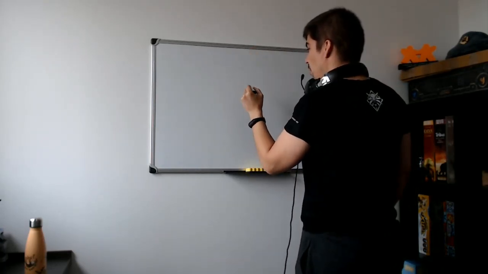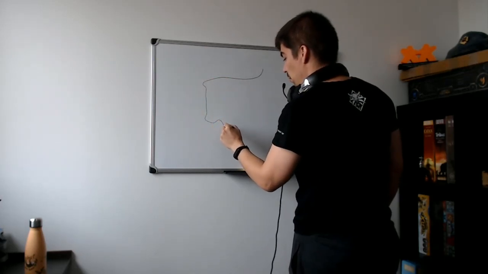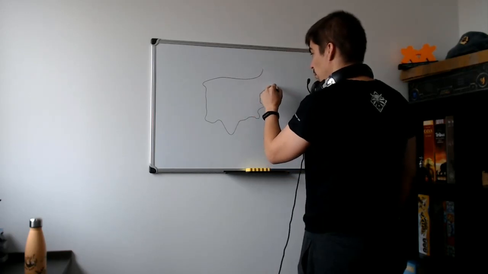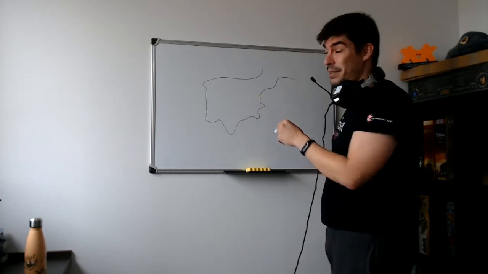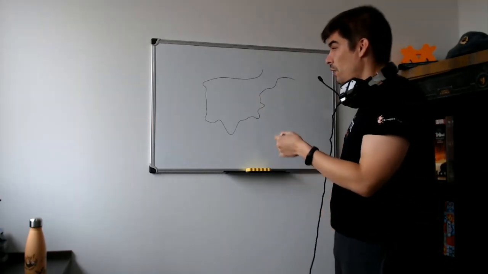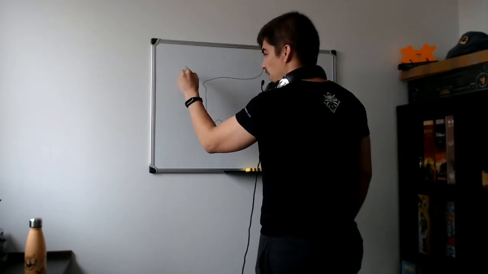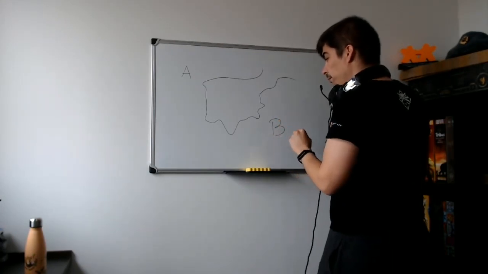Okay, so let's draw, I don't know, Spain, the Iberian Peninsula. More or less. My God, this is horrible. More or less, madre mía. This is the Iberian Peninsula. Let's imagine, or let's pretend we are looking at a weather map. We have here an anticyclone, and we have here a depression.